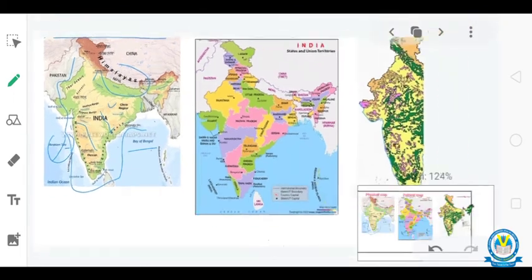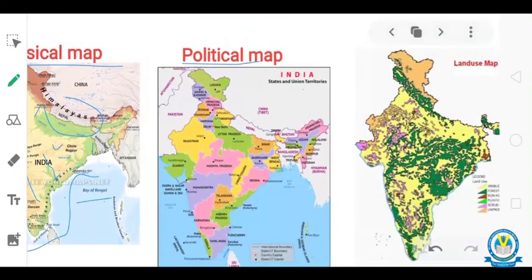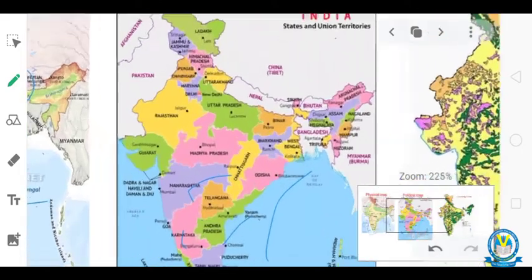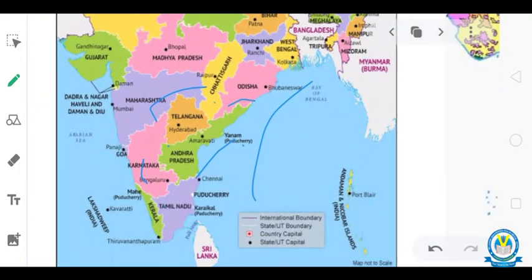Next one, political map. Political maps give information regarding countries, states, capitals, districts, and mandals, etc. It gives the information about a particular country, states, districts, mandals. Like here it gives Telangana, Andhra Pradesh. Amaravati is the capital of Andhra Pradesh. Hyderabad is the capital of Telangana.